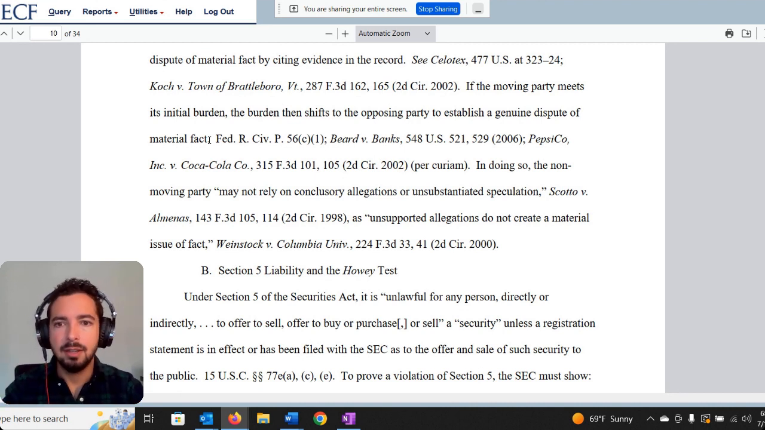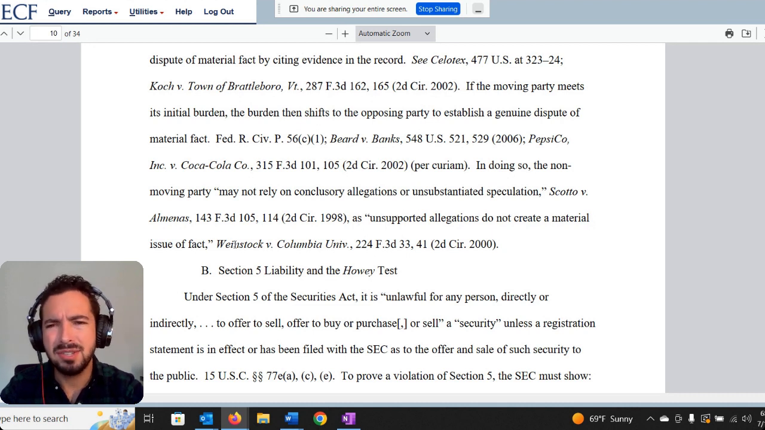And they have to, okay, and here we go. In doing so, the non-moving party may not rely on conclusory allegations or unsubstantiated speculation. So this, again, is put up or shut up. This is the time to say exactly why you believe that there's actually a dispute of material fact, and you have to do it with more than just your conclusory allegation. Unsupported allegations do not create a material issue of fact.